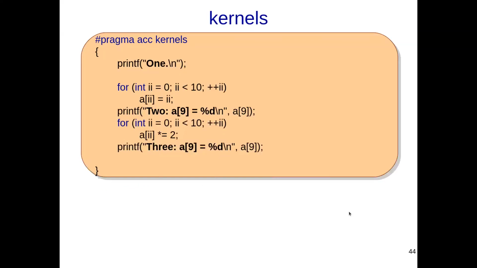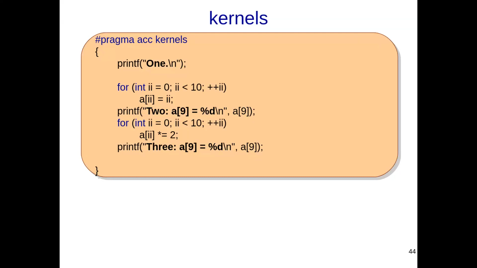I'm going to show one example. This is a small snippet of code, which is part of some main or some function. Before getting into the kernels part, let's understand what happens when you do not have this ACC kernels, and what the sequential output on the CPU should be. We expect that 1 should get printed. Then A of I equal to I should happen from 0 to 9. Then 2, A of 9 equal to 9 should get printed. Then A of I gets multiplied by 2. And then the final printf, which prints 3, A of 9 equal to 18, should get printed. That is the sequential execution of this particular code.